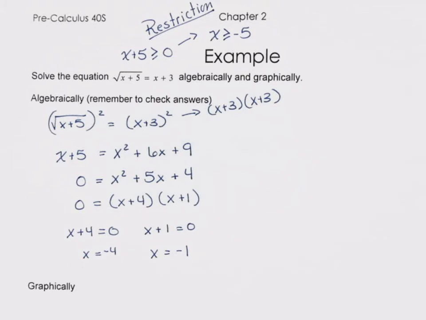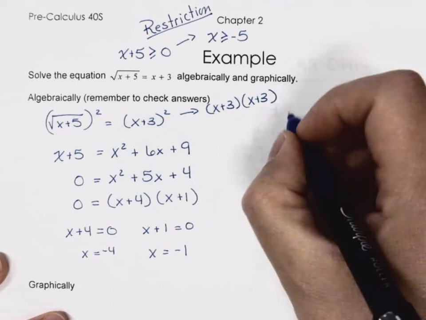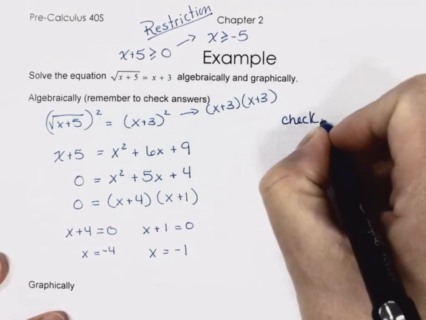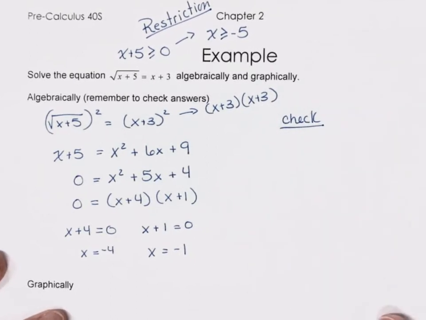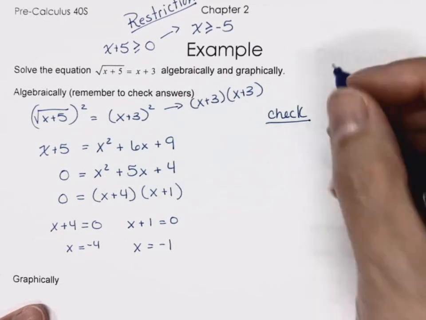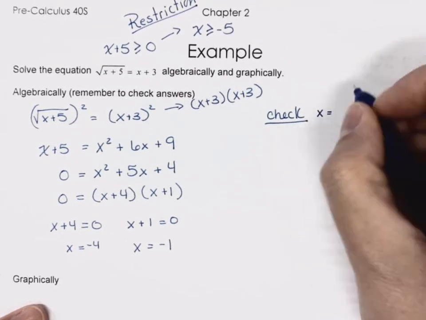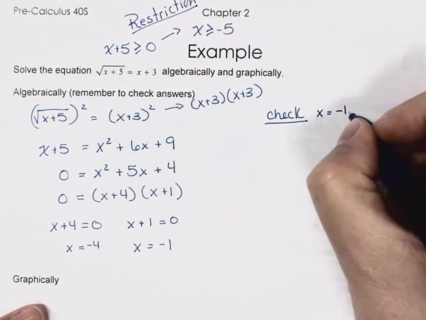We have to go back and check them in the actual equation. Like, can't we just see if they fit their restrictions here? No. You've got to go back.